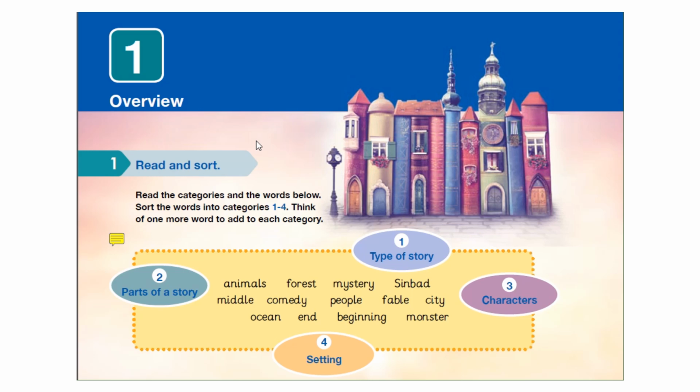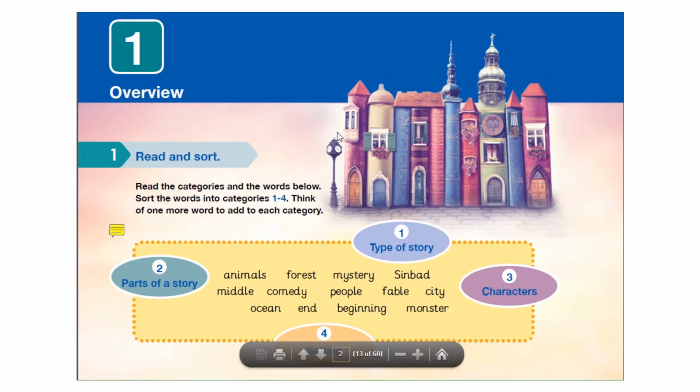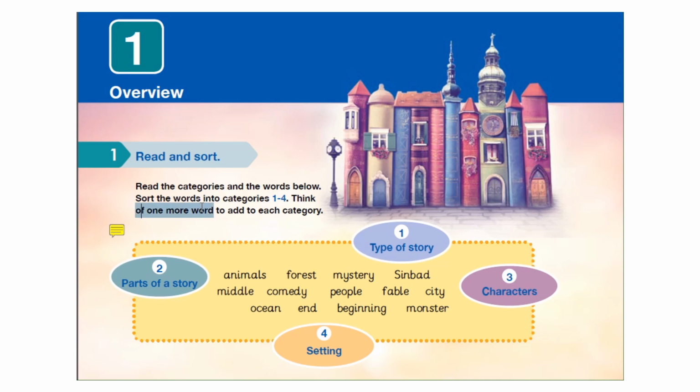Page 2. Overview. Read and sort. Read the categories and the words below. Sort the words into categories from 1 to 4. Number 1 here is type of story. Number 2, parts of a story. Number 3, characters. And number 4 is setting. Okay, now we are going to sort them into categories. Think of one more word to add in each category.